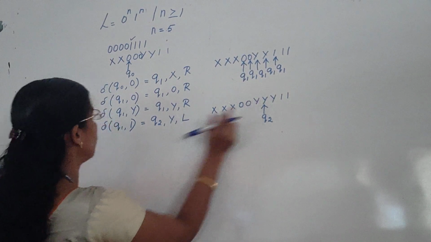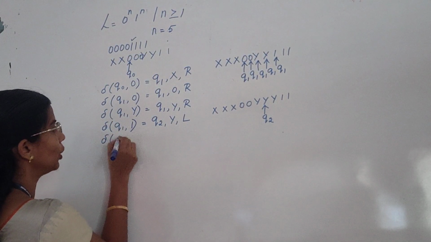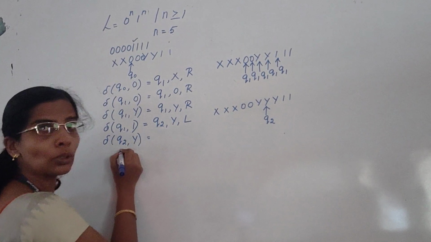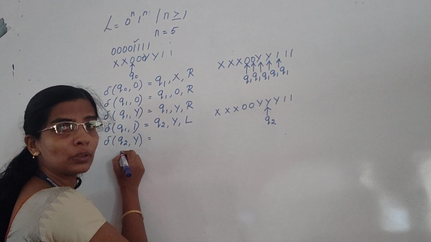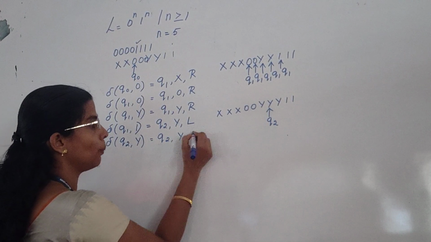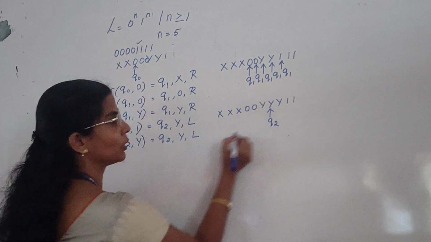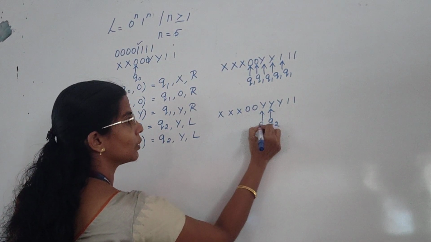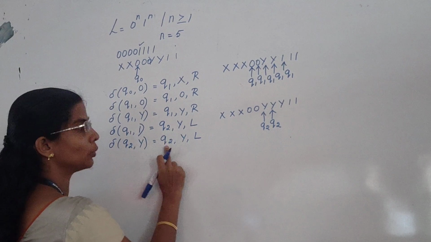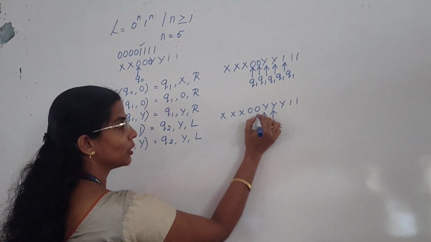Now Q2 comma Y. Delta of Q2 comma Y. I am not going to make any changes to my Turing machine. So Q2 remains the same, Y remains the same, but I will be traveling towards left. Again Q2 comma Y, Q2 Y, L, left.